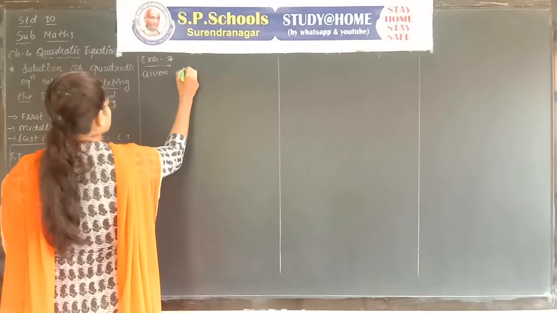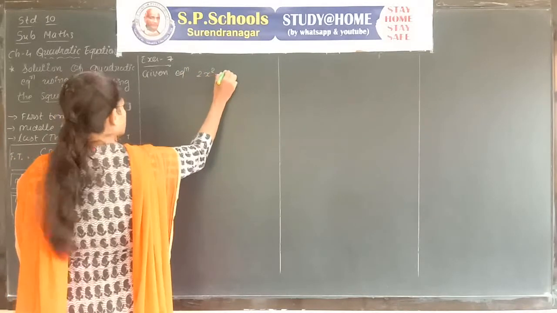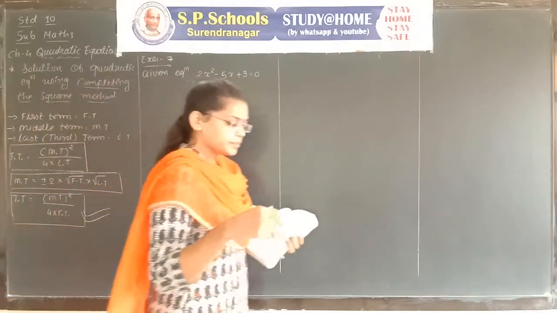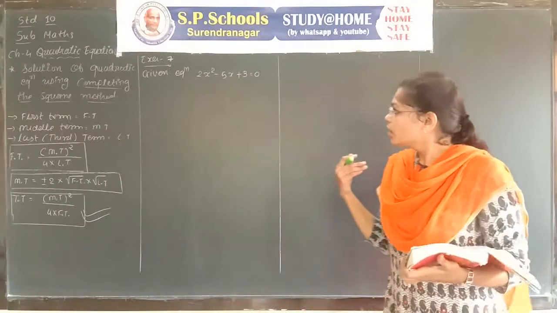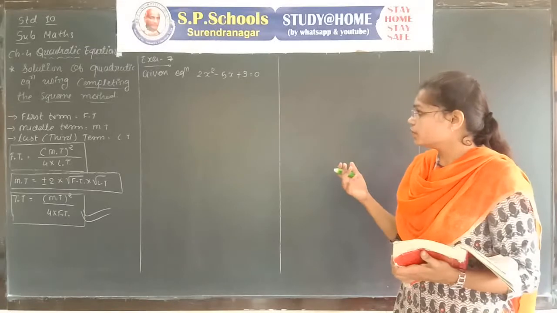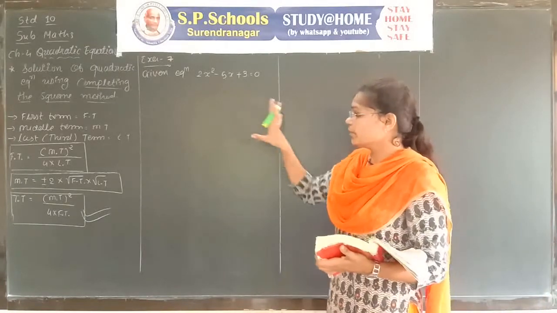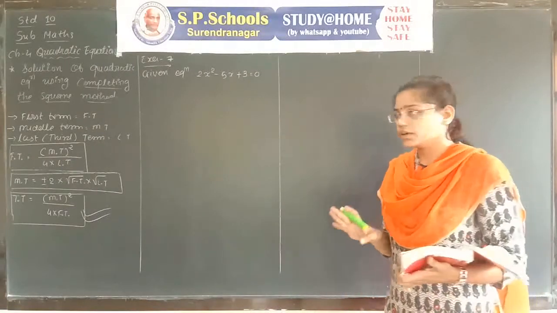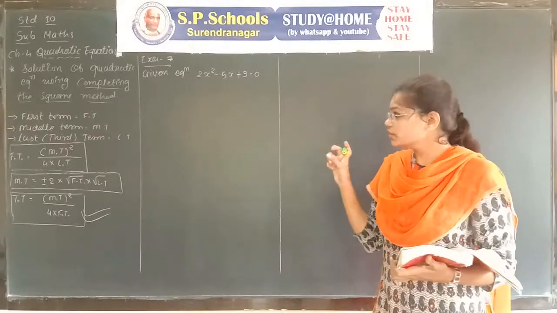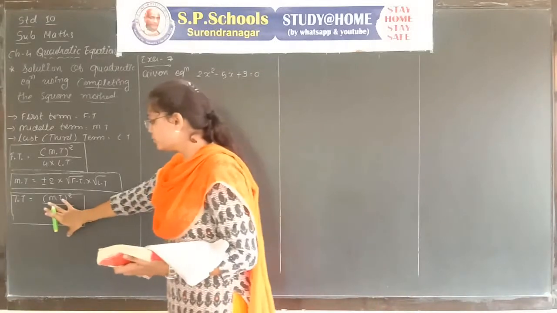Given equation: 2x square minus 5x plus 3 is equal to 0. Before using the completing the square method, first of all we check whether it is a perfect square trinomial or not. No, it is not a perfect square trinomial. Now you are able to find which one is a perfect square trinomial or not. If it is a perfect square trinomial, there is no need to find the third term.